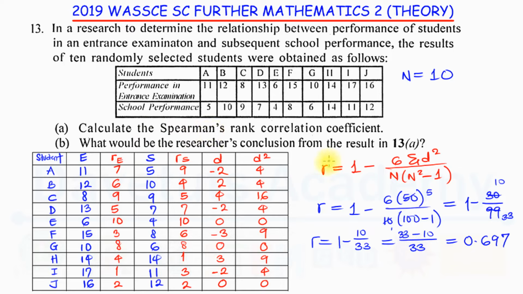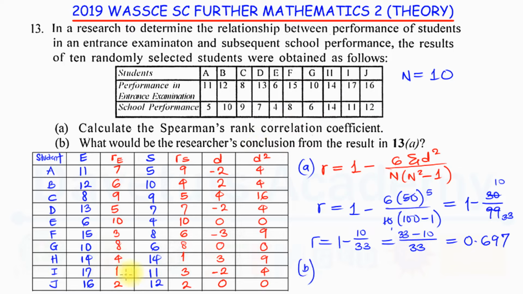So in the second case, this is question A. We are now being asked what will be the researcher's conclusion from the result in 13A. Let's look at this together, because the rank coefficient is trying to help us evaluate how the performance in one exam and the performance in the second exam correlate. Are they correlating well in such a way that the student that came first also came first in the second test, the student that came second also came second, third, the person also came third, okay?